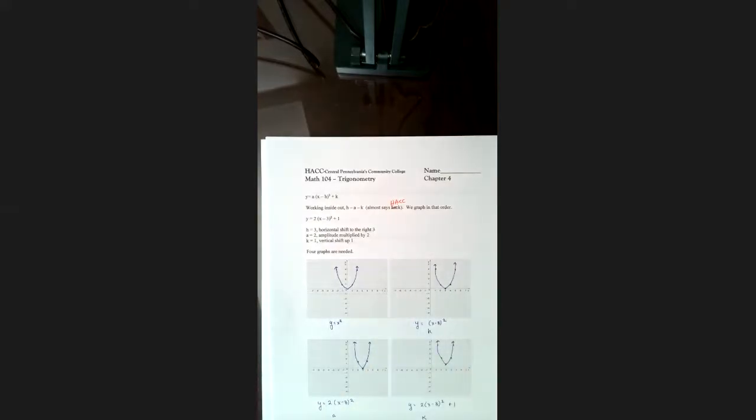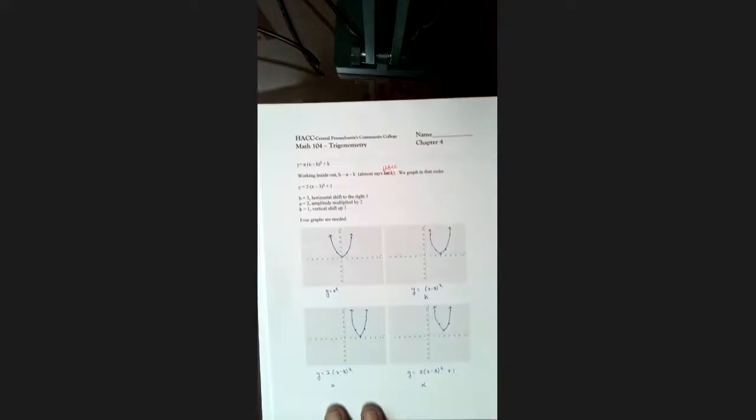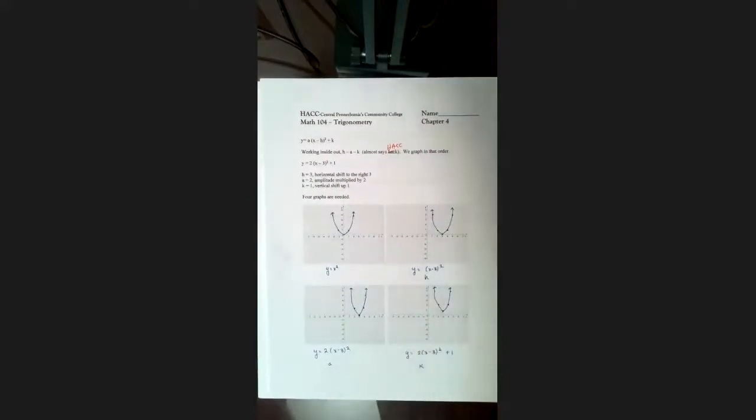So when we get ready to graph this, y equals 2(x minus 3) squared plus 1, we start to identify the parts. What's the h? The h is the horizontal shift, so it says go to the right 3. The a is the amplitude, so it gets multiplied by 2. And the vertical shift is the 1, which means it would get shifted up 1. So just going back to college algebra, when I graph this, I'm going to need 4 graphs.